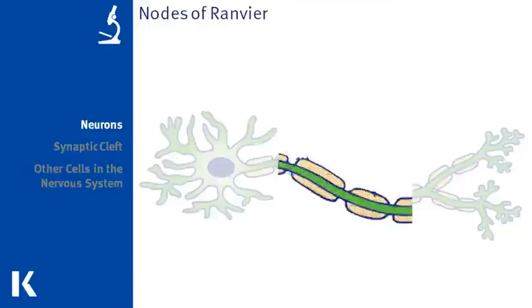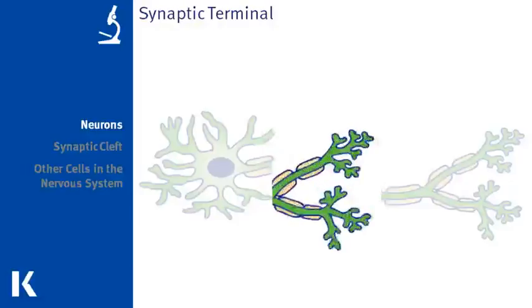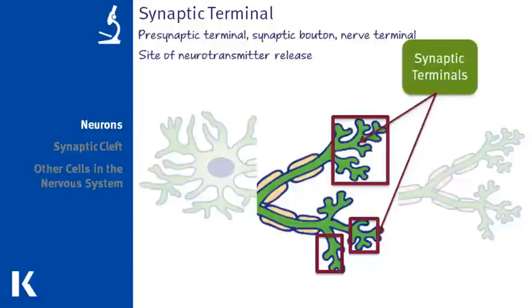In between these bulges of myelin are areas of exposed axon. These areas of an axon that are not covered by myelin are called the nodes of Ranvier. The nodes of Ranvier are essential for the proper conduction of action potentials. And finally, way at the right end of our neuron diagram are synaptic terminals. The MCAT may use one of several terms for these structures, including presynaptic terminal, synaptic bouton, or nerve terminal. The main function of the synaptic terminal is to release chemicals called neurotransmitters into the synapse.